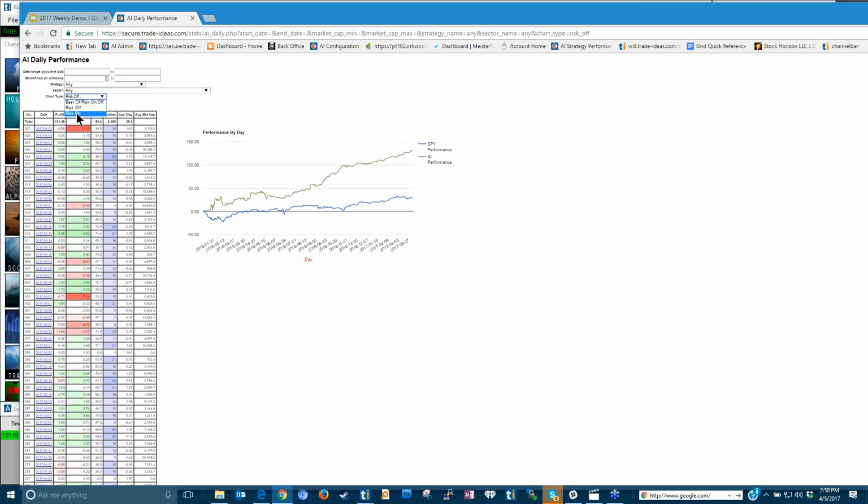If you were to look at risk on, this is how the risk on is. So this is if you're taking the signals that Holly generates and holding those till the end of the day, how would you do compared to the Spiders?